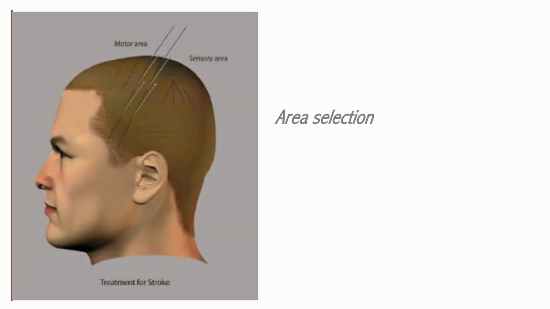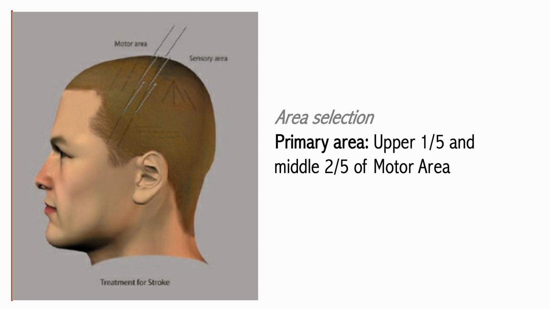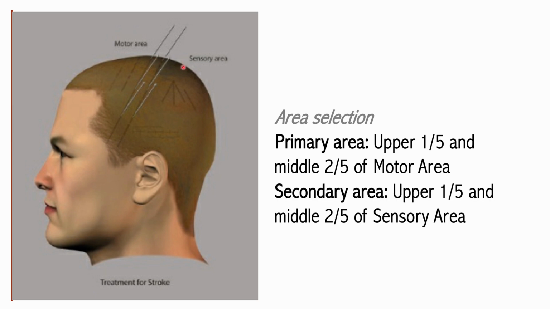Area selection. Primary area: upper 1/5 and middle 2/5 of the motor area. Secondary area: the upper 1/5 and middle 2/5 of the sensory area.